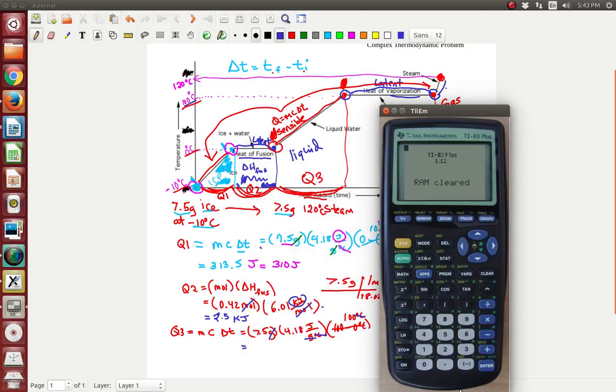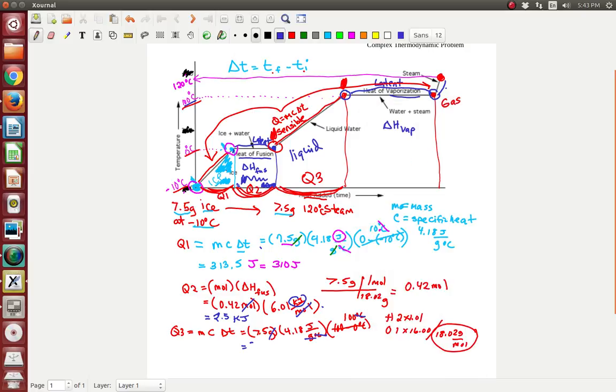All right, 7.5 times 4.18 times 100 is 3135, and it's two sig figs, so 3100. 3100 is my answer, 3100 joules. All right, that gets us all the way to this point.